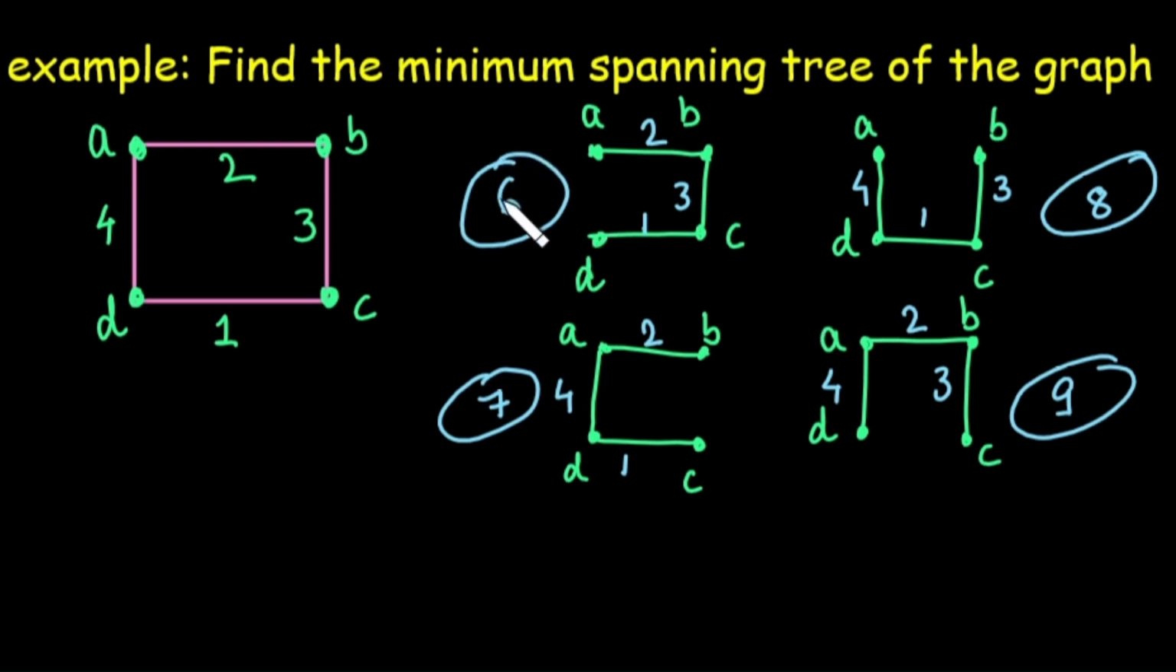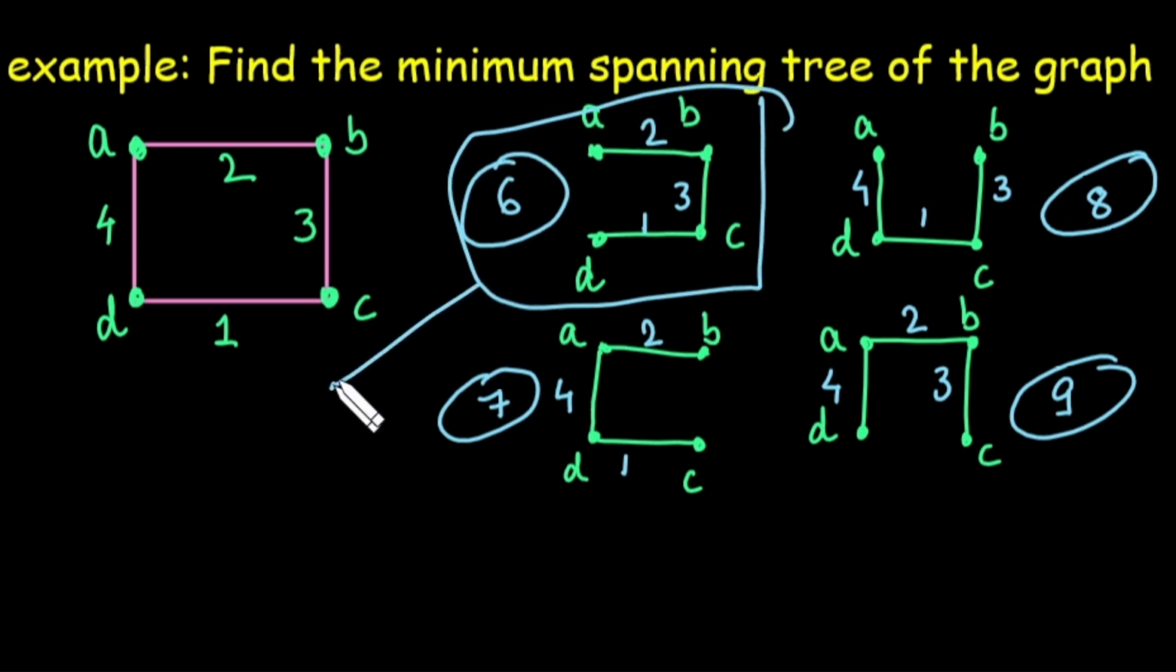That is 6. In the first spanning tree, we are getting the minimum weight. So we call this tree the minimum spanning tree of the given graph, as the total weight we are getting is 6, which is minimum as compared to all other spanning trees.